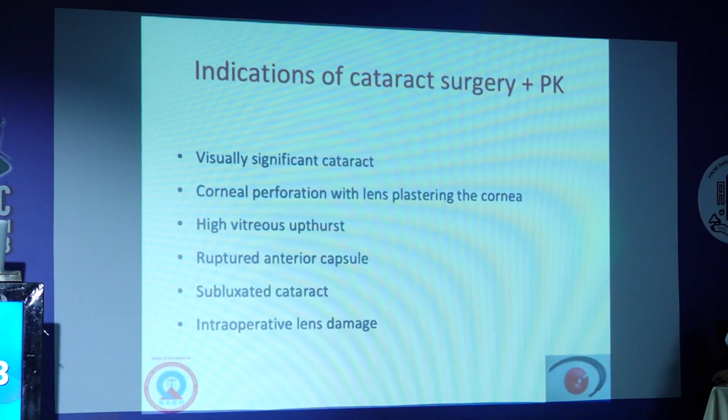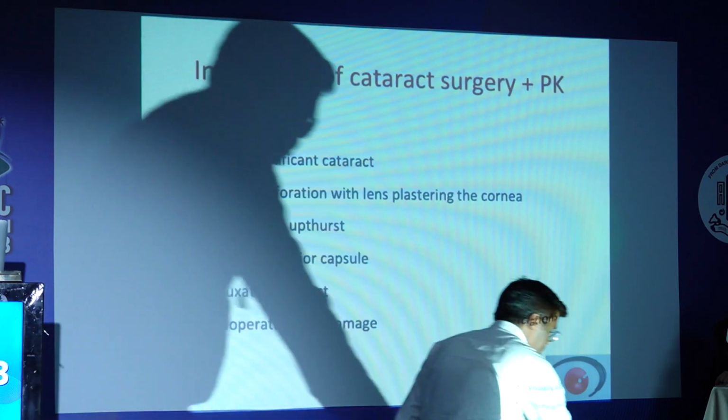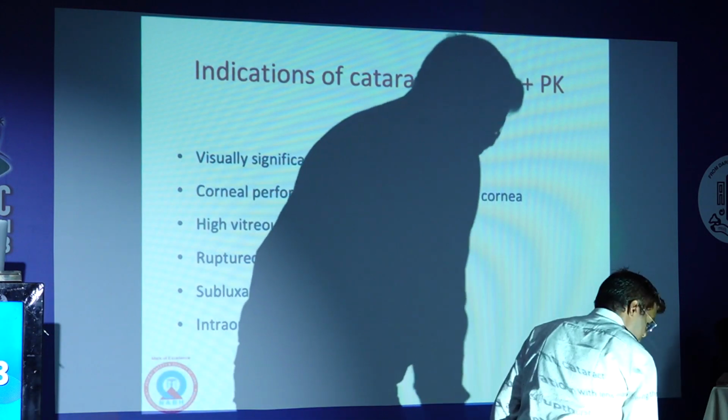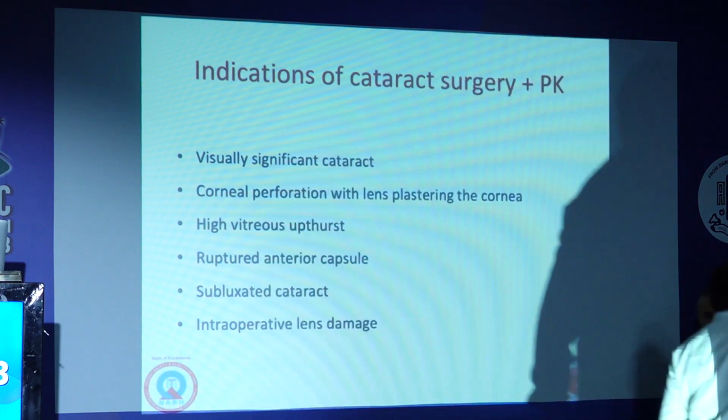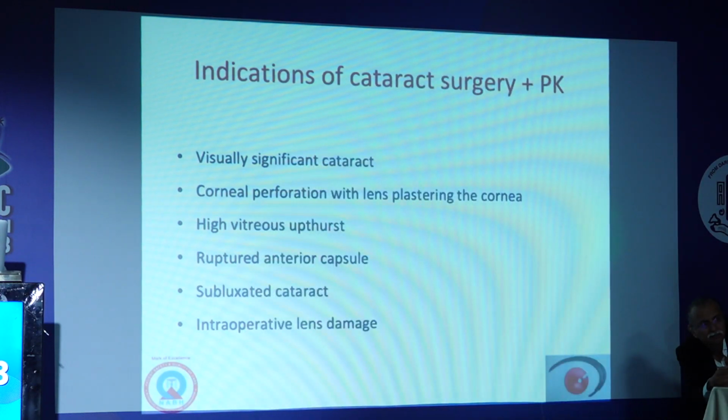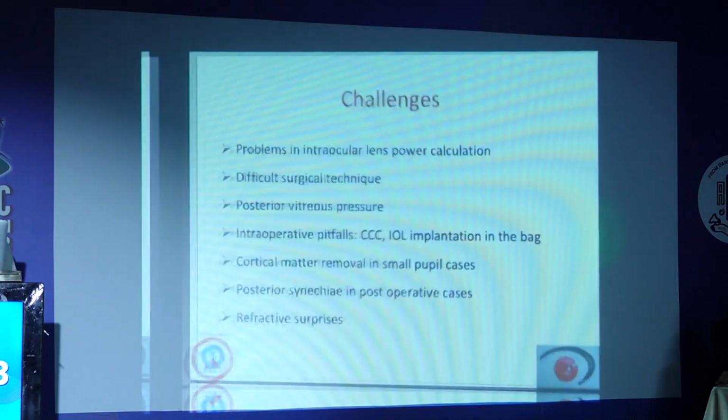So if we talk about the indications of cataract surgery with penetrating keratoplasty: if the cataract is visually significant, corneal perforation with lens plastering on the cornea, high vitreous upthrust, ruptured anterior capsule, subluxated cataract, intraoperative lens damage. So these are the indications for combined procedures.